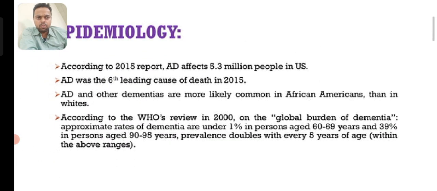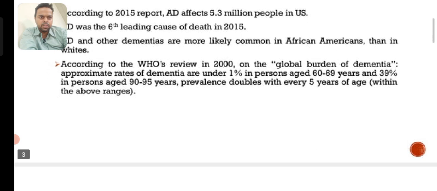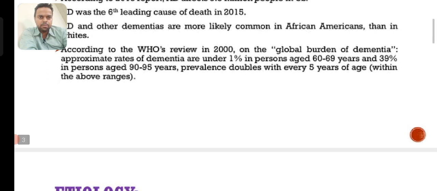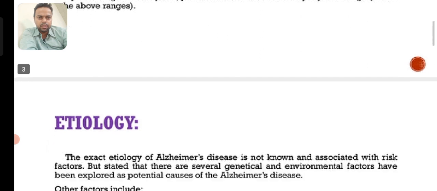It is more common in African Americans than in whites. According to a WHO review of the global burden of dementia, the approximate rate of dementia is under 1% in persons aged 60 to 69 years and 39% in persons aged 90 to 95 years.